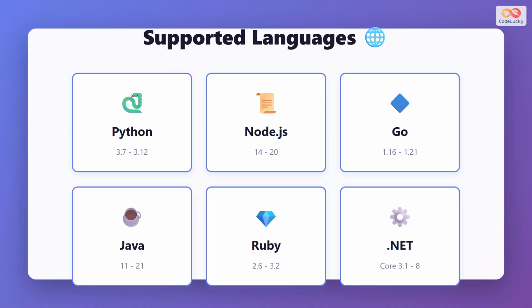Cloud Functions supports multiple programming languages, giving developers flexibility in choosing their preferred runtime. You can write functions in Python, with support for versions 3.7 through 3.12. Node.js is supported from version 14 to 20. Go language is available from versions 1.16 to 1.21. Java is supported from versions 11 through 21. Ruby can be used from versions 2.6 to 3.2. And .NET Core is supported from version 3.1 through 8. This wide language support means teams can use their existing expertise without learning new technologies.